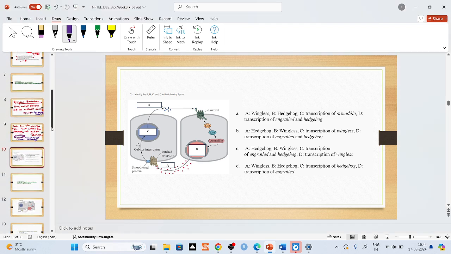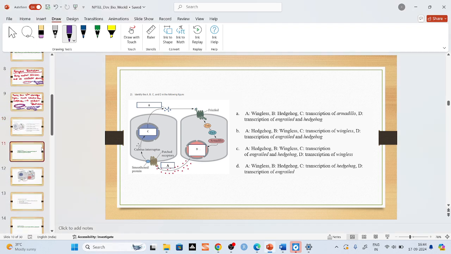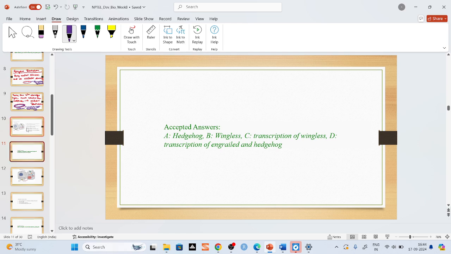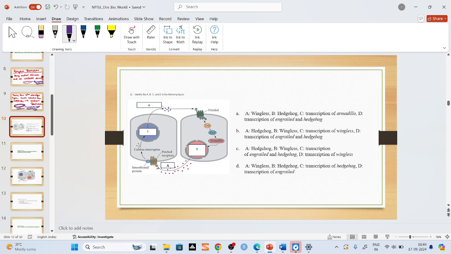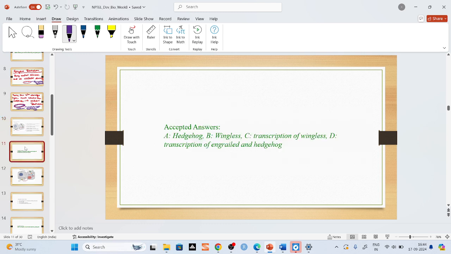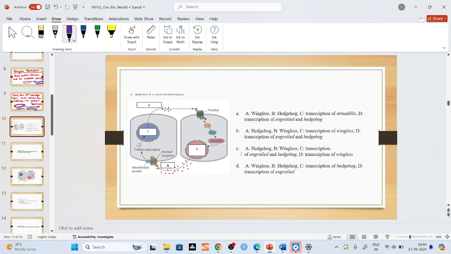Okay, fine. So the correct answer is A is hedgehog, B is wingless, C is transcription of wingless, and D is transcription of engrailed and hedgehog. That means B is the correct answer. Now we'll see how it goes.